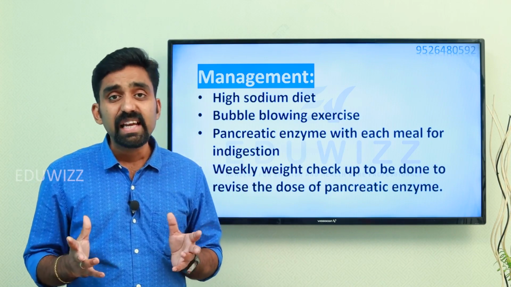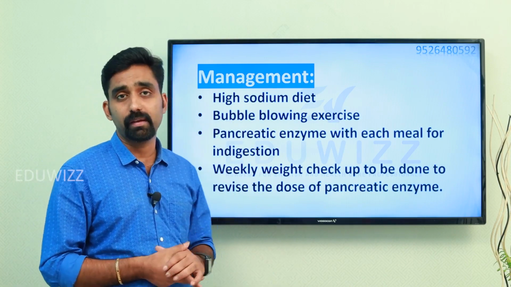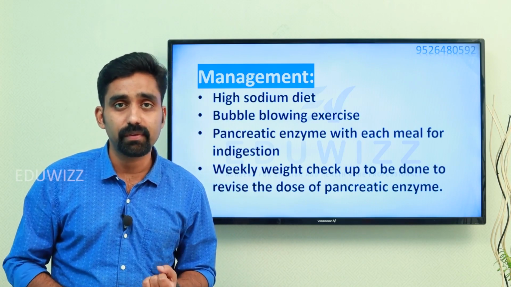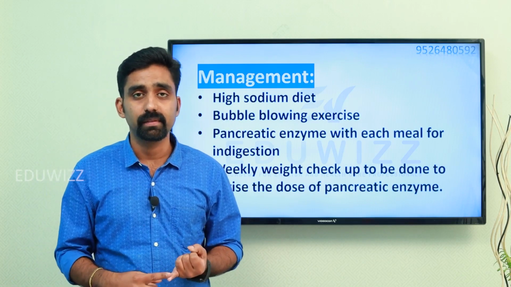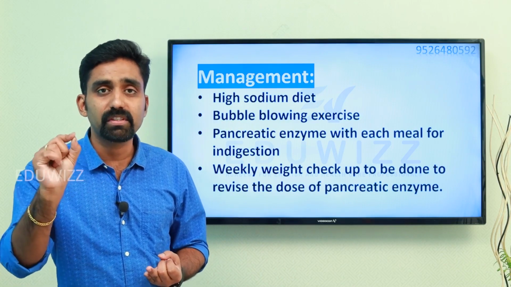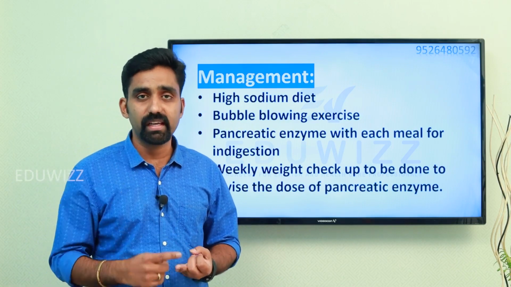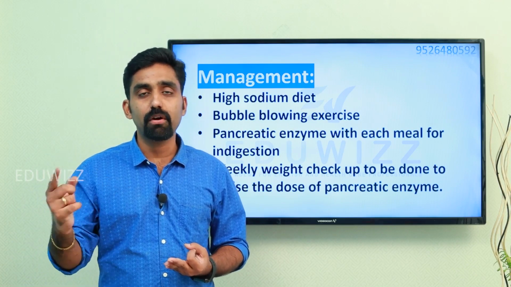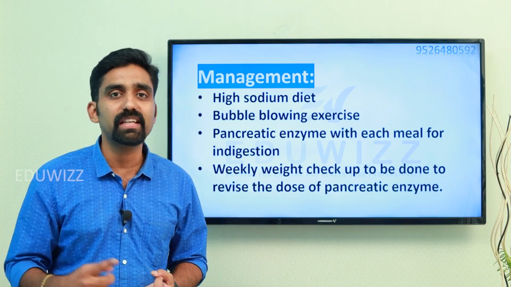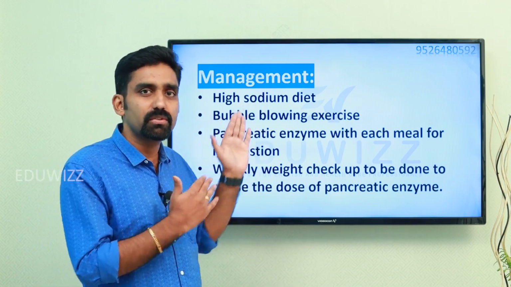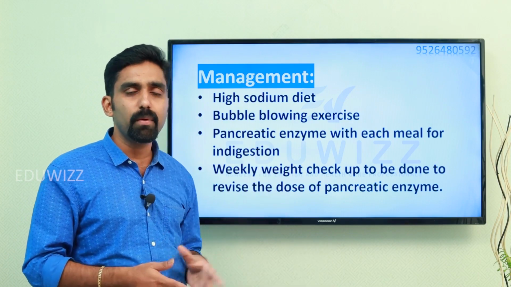Now, we got 3 question points from this topic. One is the nursing diagnosis of cystic fibrosis, ineffective airway clearance. Second point, the exercise that is provided for cystic fibrosis patient, bubble blowing exercise. The best indicator to assess revision of pancreatic enzyme is weekly weight checkup. 3 points you got from this topic. We have concised this topic in order to focus on these 3 points.